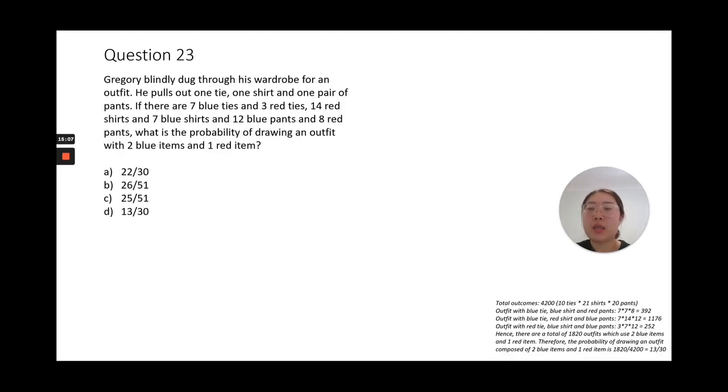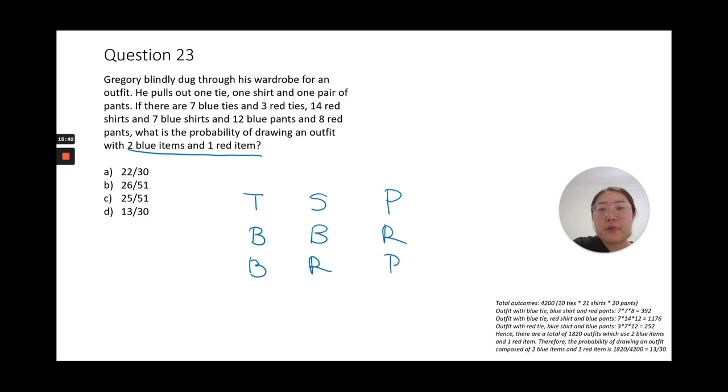Okay, 23. So, this is a probability question. We want to pull out 2 blue items and 1 red item, and we have a combination of different items: T for ties, S for shirts, and P for pants. Now, the reason why they said items instead of pants or ties or shirts specifically is because you can arrange them in any order. You could have blue tie, blue shirt, and red pants, or blue tie, red shirt, blue pants, or red tie, blue shirt, and blue pants.